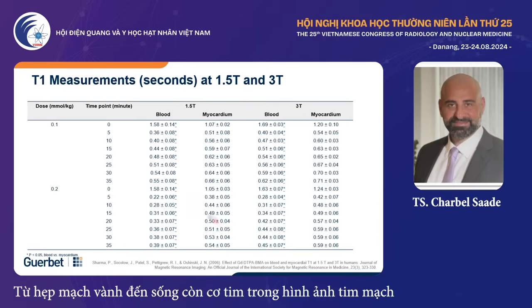If I wanted to look at the optimal time using single versus double dose, 20 minutes between blood and myocardium at 1.5 and 3 Tesla shows me the greatest difference between blood and myocardium. These days at 0.2 dose, we don't use this anymore because of the sensitivity of our coils picking up this really good image quality.